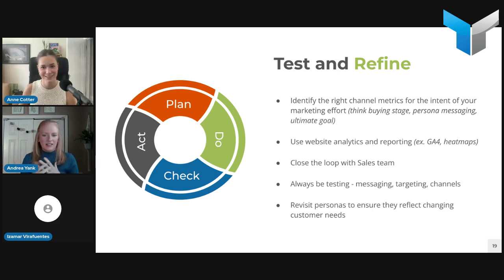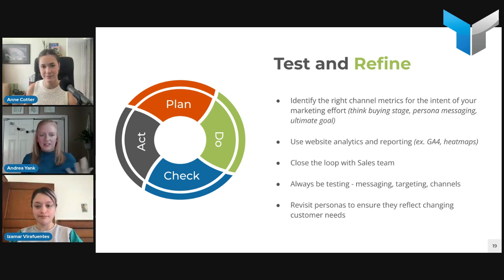Always be testing. Like I said, we are always testing things because you just don't know until you start to target and give out that messaging for that targeted audience. So test your messaging, test your targeting, test the different channels. Maybe there's a channel that doesn't really work that well for that type of persona in that stage of their journey. You don't know till you try.